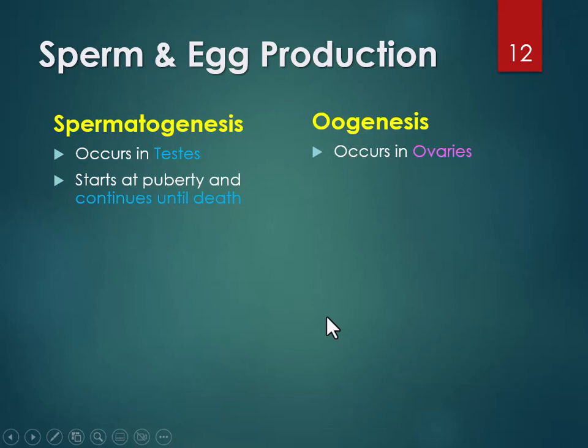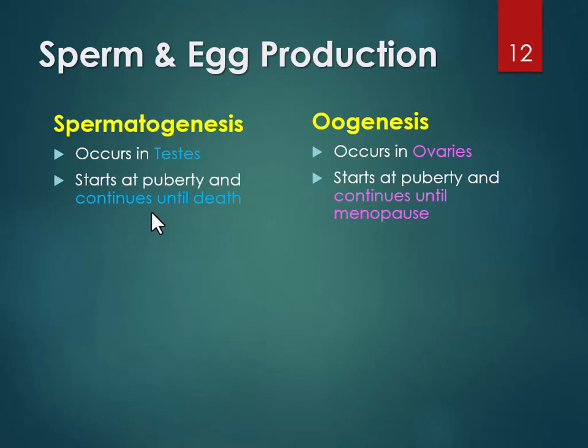Both start at puberty, but spermatogenesis continues for the rest of a man's life. Unless something were to happen to the parts, spermatogenesis continues. So a man is fertile from puberty till death. In women, oogenesis stops at menopause. Okay, so we have a shorter reproductive life.